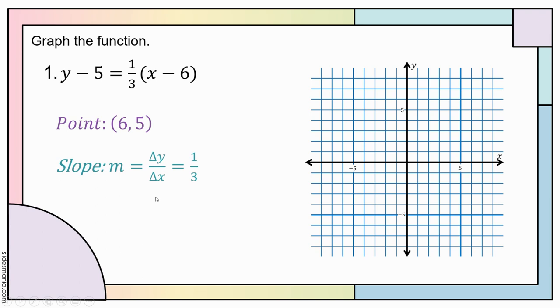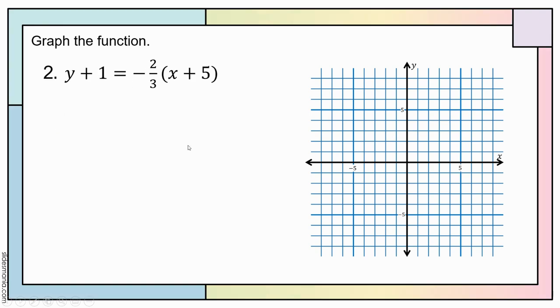The slope is 1/3. So I plot the point 6, 5. And then from there, I go up 1, right 3. And then I'm kind of out of grid there. So you can also go down 1, left 3. So it's like a negative divided by a negative still gives us a positive slope. And then we can connect our points with a straight edge. Make sure we put arrows on both ends of our points.